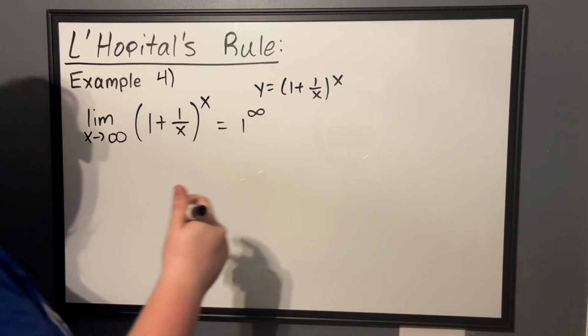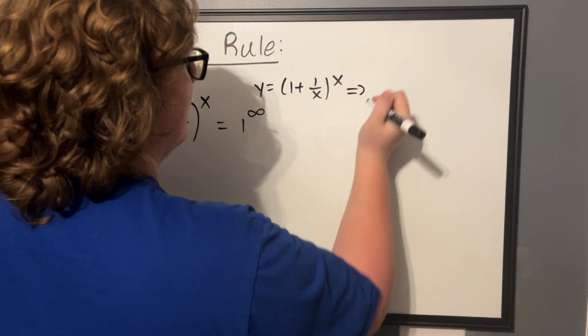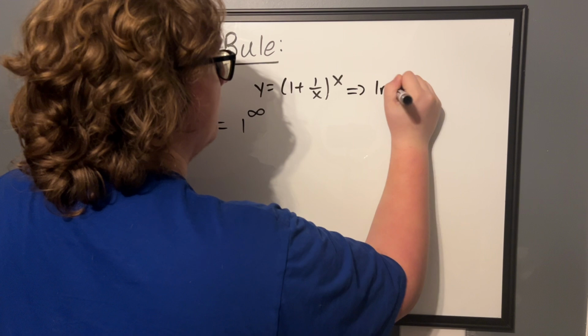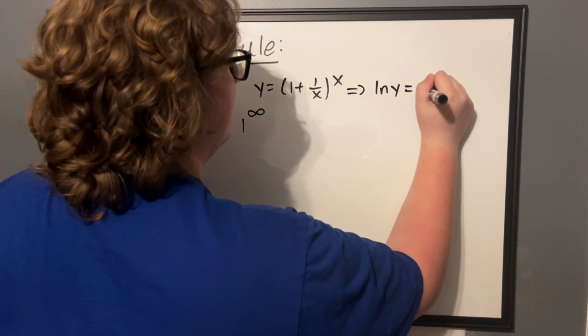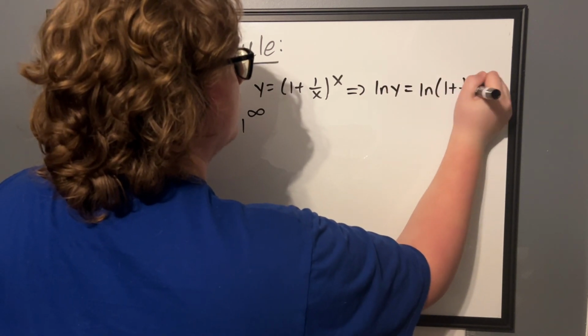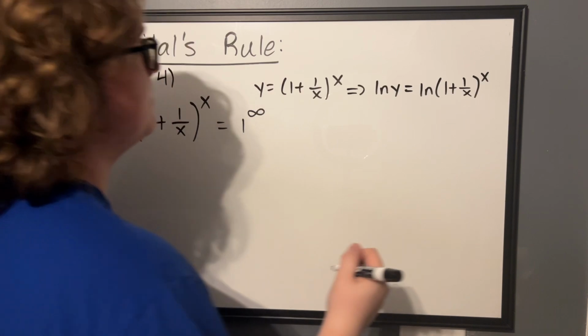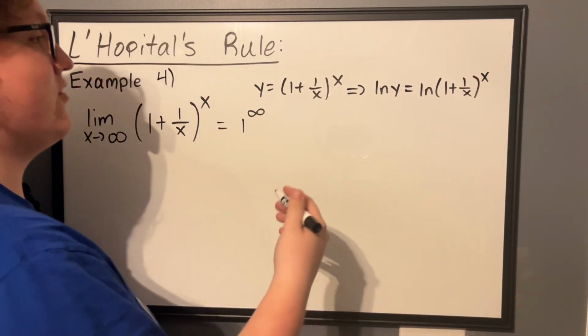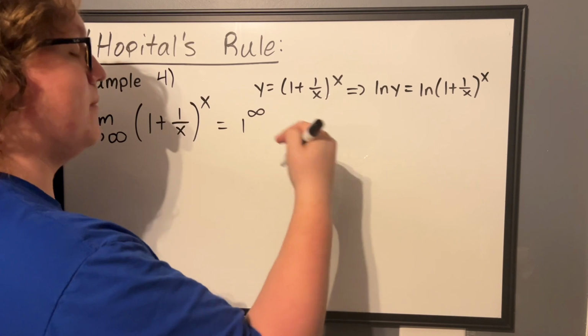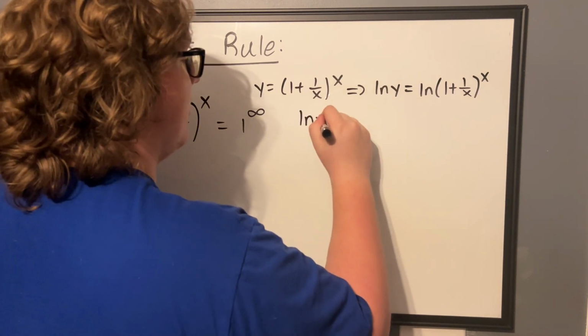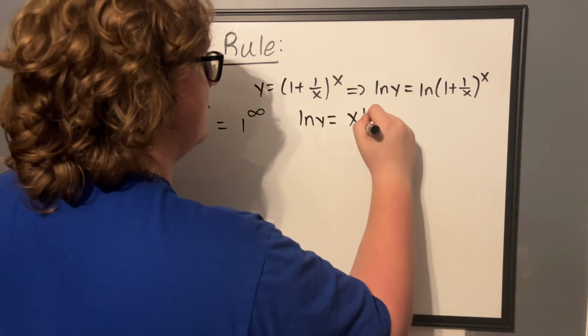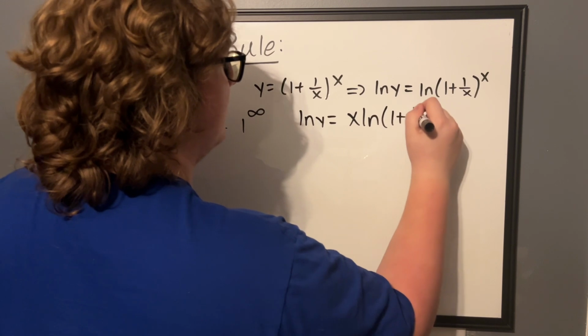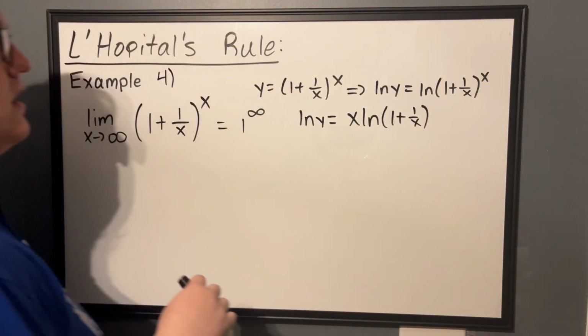So the way we're going to do that is we're going to take the natural log of both sides. So we're going to have ln y is equal to ln of (1 + 1/x)^x. Now remember that if we have a power and the exponent in a natural log, we can pull that power down to the front. So we'll have ln y is equal to x ln of (1 + 1/x).